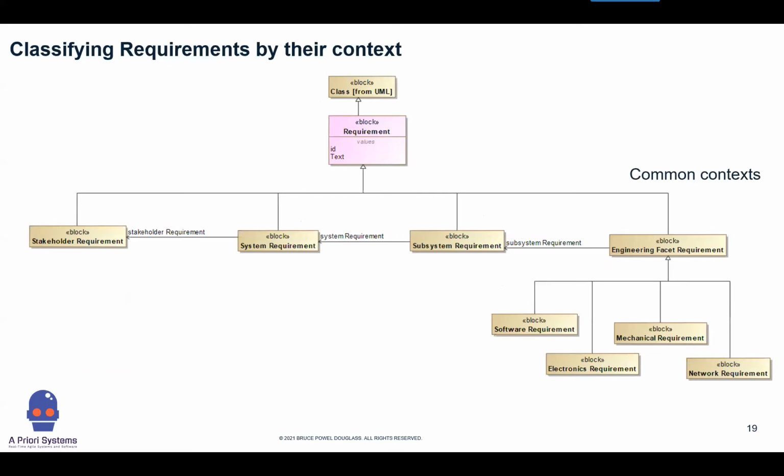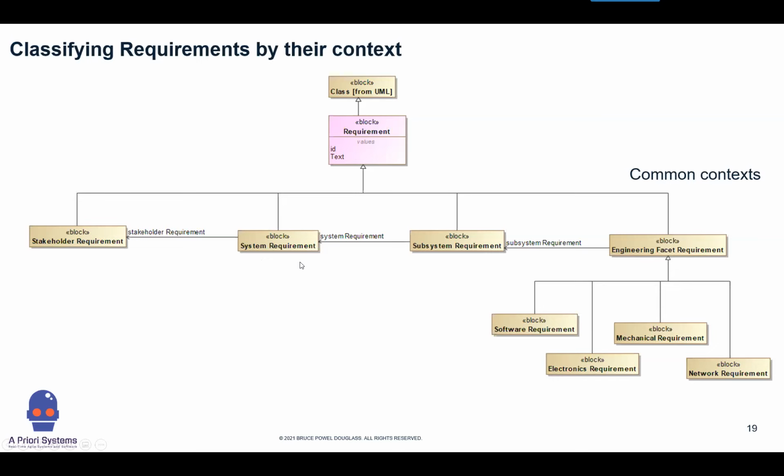An orthogonal way is to classify them by their context. Who cares about it? So we've got stakeholder context, the ultimate users. We've got the system requirement, which is the stakeholder has a need, needs to be satisfied. A system does things. Hopefully the things it does satisfies those needs.